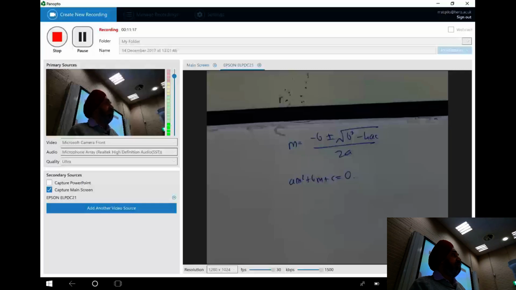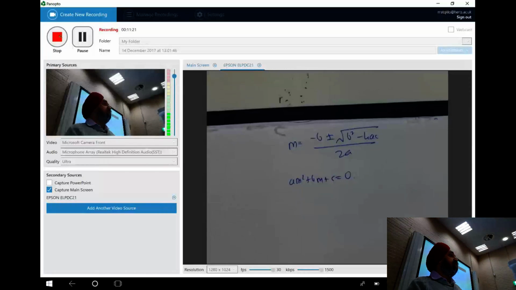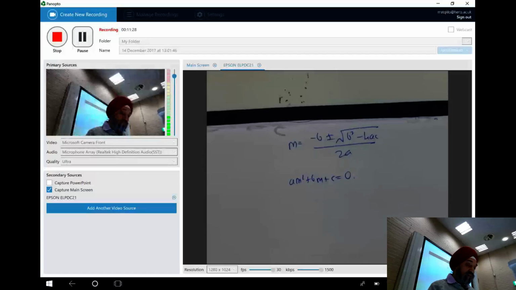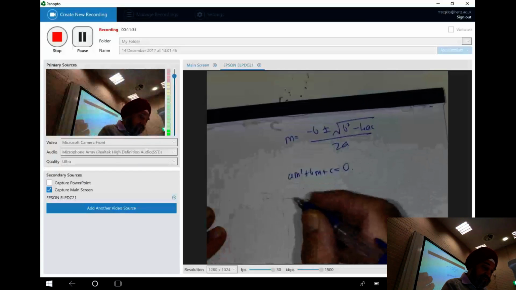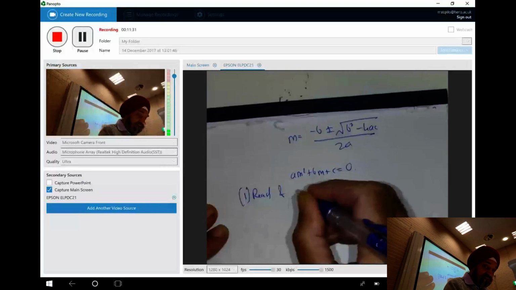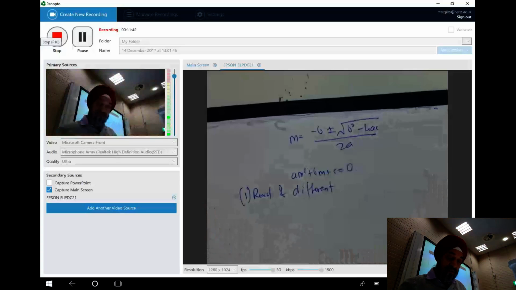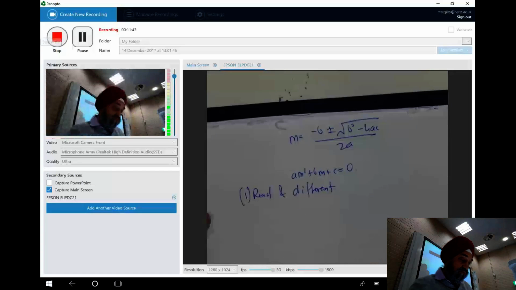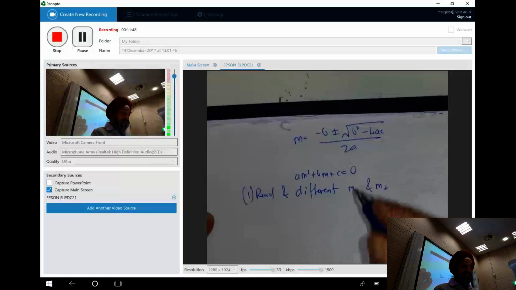What we're saying is there could be real and different solutions. You could have a solution of 1 and 2, or minus 1 and plus 1. So you might have real and different roots. Let's call these m1 and m2. What else could we have to that quadratic?